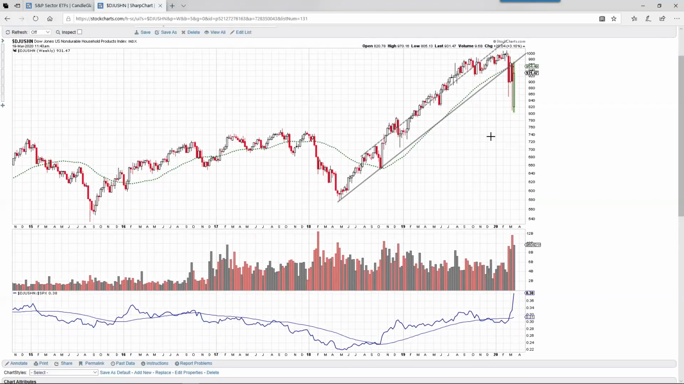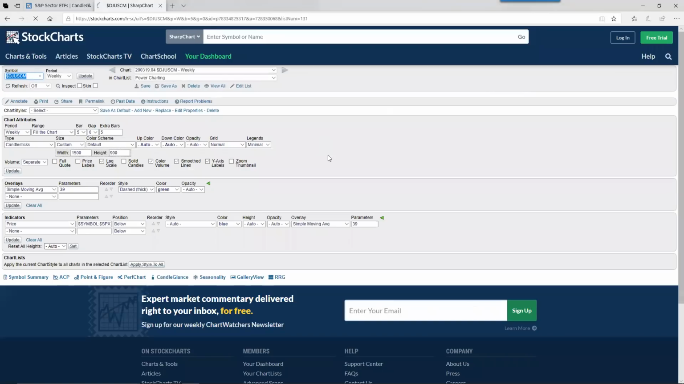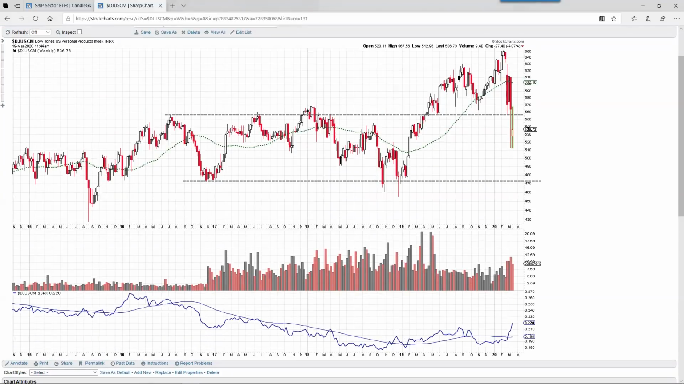Another one, look at this. This is non-durable household products. Look at this bar, a very wide-ranging bar near the top of the range, and it's back up to the long-term moving average. So this looks terrific, and the relative strength is just screaming. So leadership here, and the idea is that leadership will just continue.